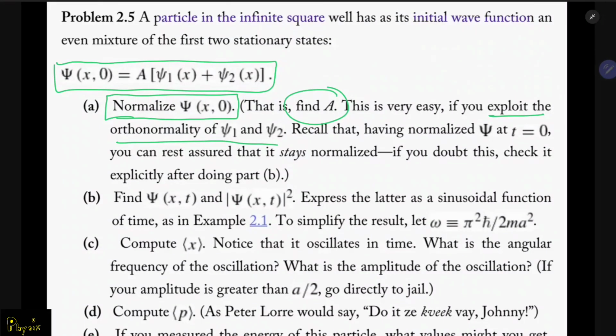Part B basically tells us to find psi x comma t and psi x comma t whole squared, and then to express the latter as a sinusoidal function, and to simplify the result in terms of omega being equal to pi squared h bar all over 2ma squared. And omega is the angular frequency. Let me write this down. This is angular frequency. All right.